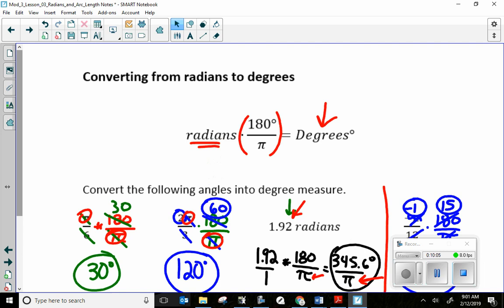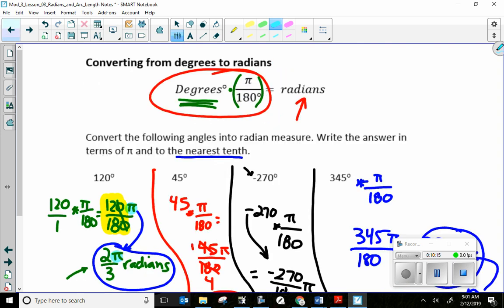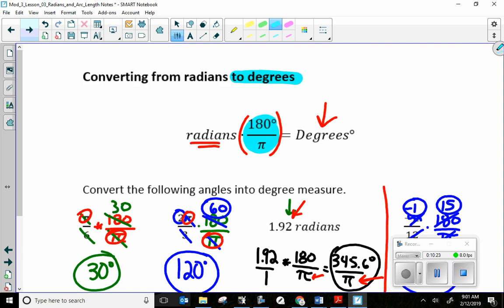So if I go back here, if I have radians and I want degrees, I multiply by 180 over pi. If I have degrees but I want radians, I multiply by pi over 180. Can't remember if I said that correctly, but it's flip. It's the same fraction, you just flip it.